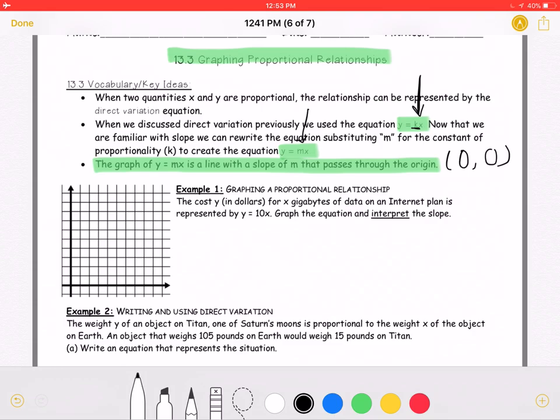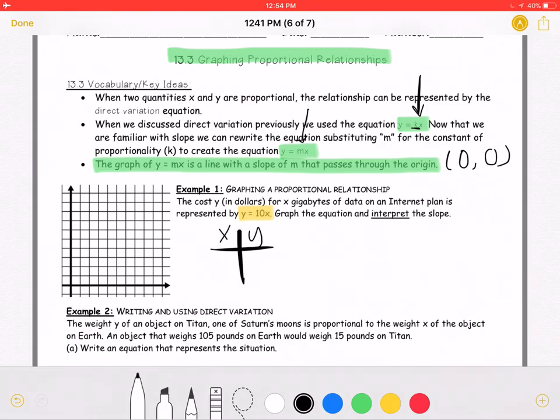So if I look at this given equation, y equals 10x, m equals 10 here. Remember, m is our slope, so our slope is 10. But they want us to graph this. Remember, to graph an equation, we can do it a few ways, but the way we did it earlier in this chapter is I had you create a table. So we're going to create a table.